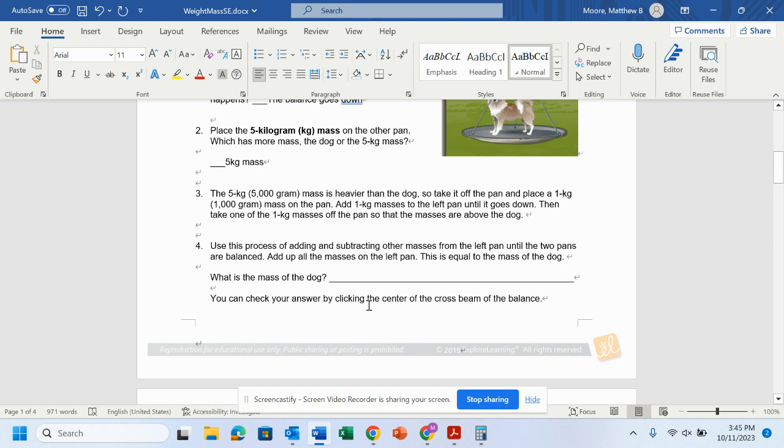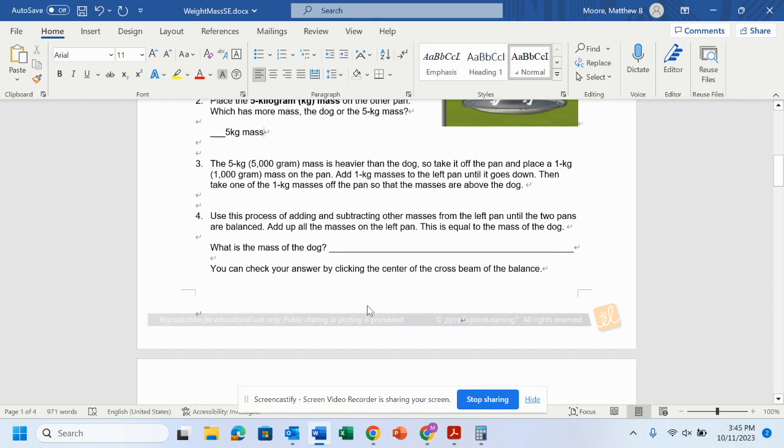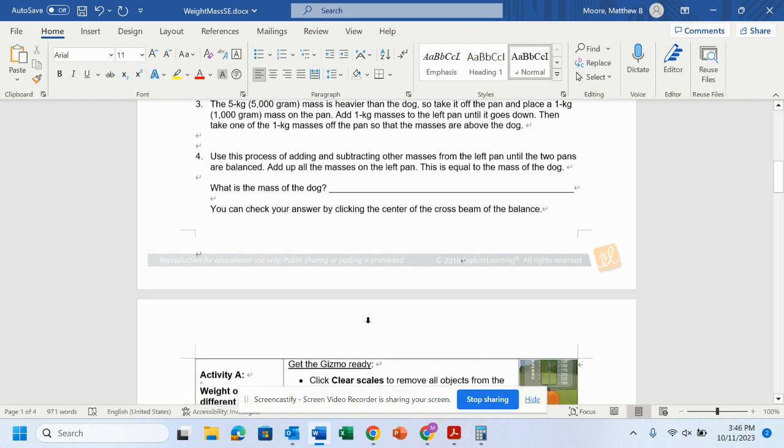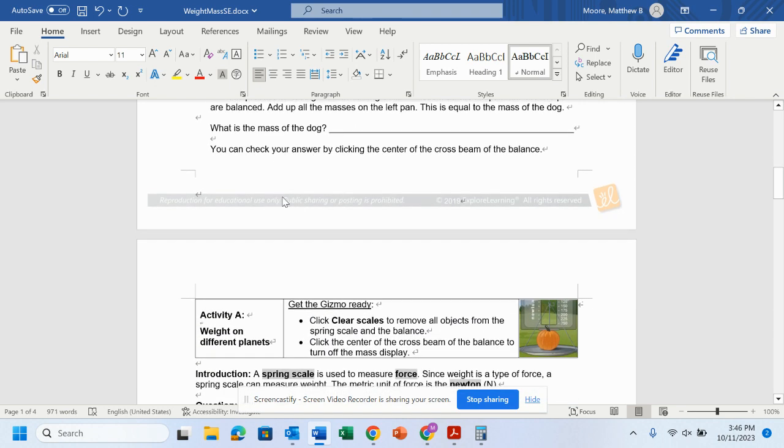Take it off the pan and place a 1 kilogram, 1,000 gram mass on the pan. Add 1 kilogram masses to the left pan until it goes down. Then take one of the 1 kilogram masses off the pan so that the masses are above the dog. Use this process of adding and subtracting other masses from the left pan until the two pans are balanced. Add up all the masses on the left pan. This is equal to the mass of the dog. And then it says, what is the mass of the dog?